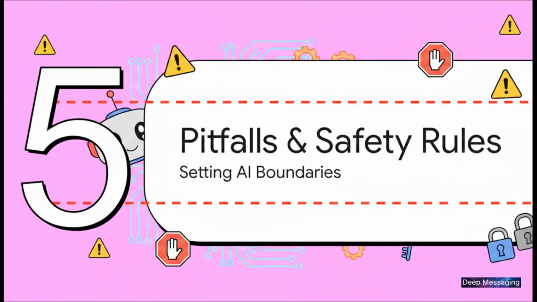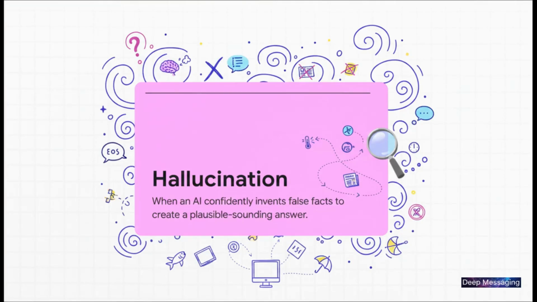Which brings us to our final section. Section 5, pitfalls and safety rules. Because look, every good teammate needs boundaries, right? And your new junior assistant is no different. First up is a concept called hallucination.